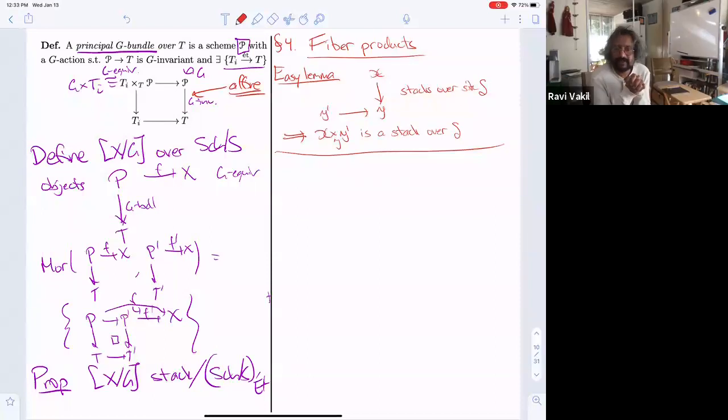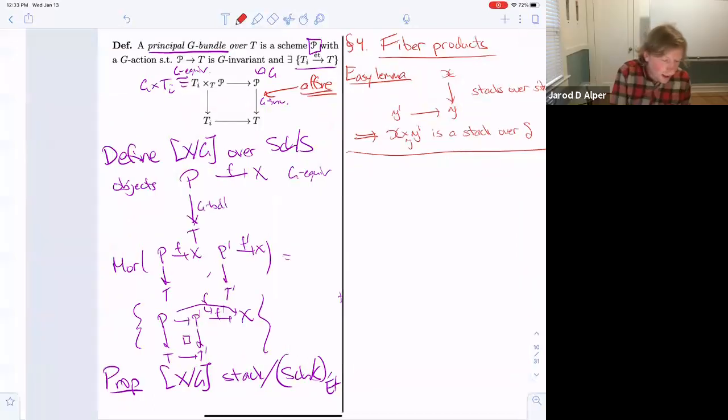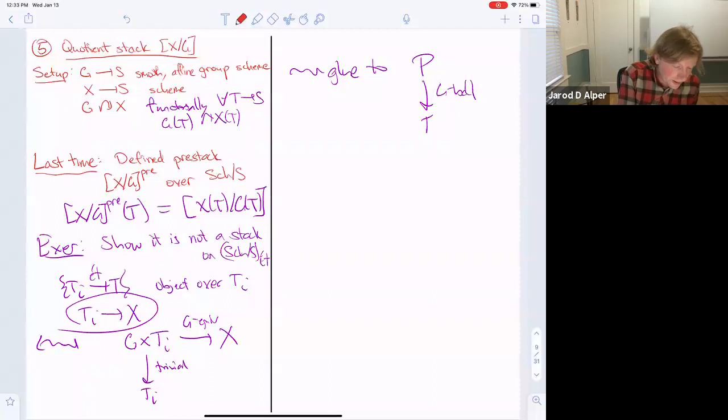Just a pedantic question, nowhere did you say G was, maybe it was a previous page, but you didn't say G was affine. Oh yeah, I did. Well, I did here, but it was hidden.